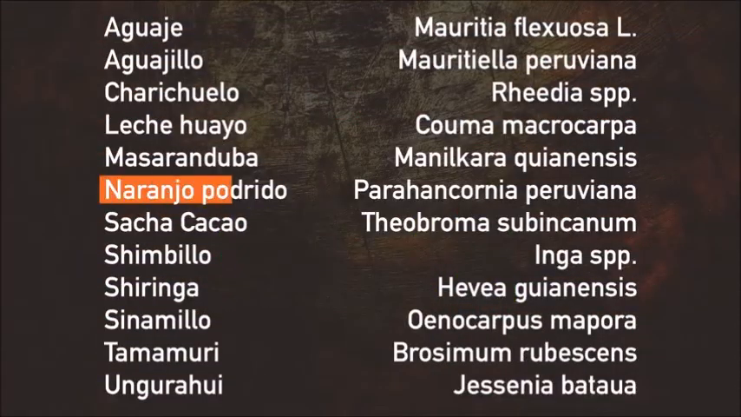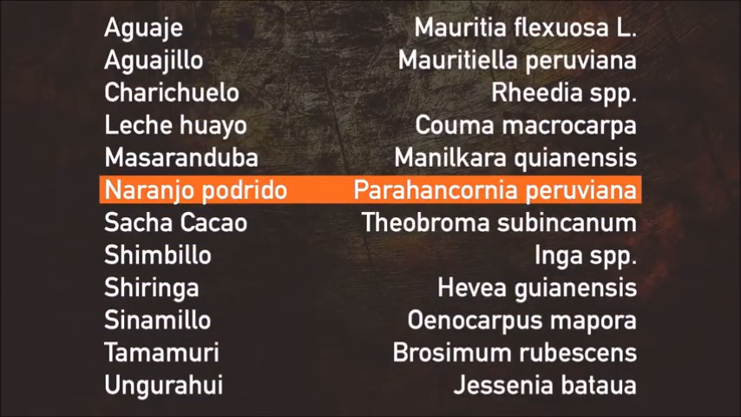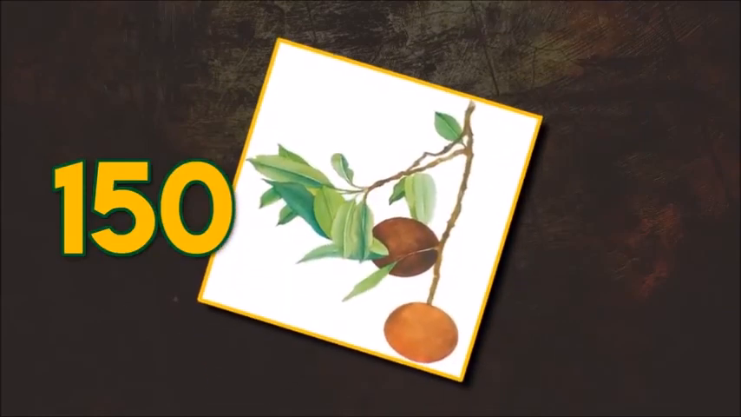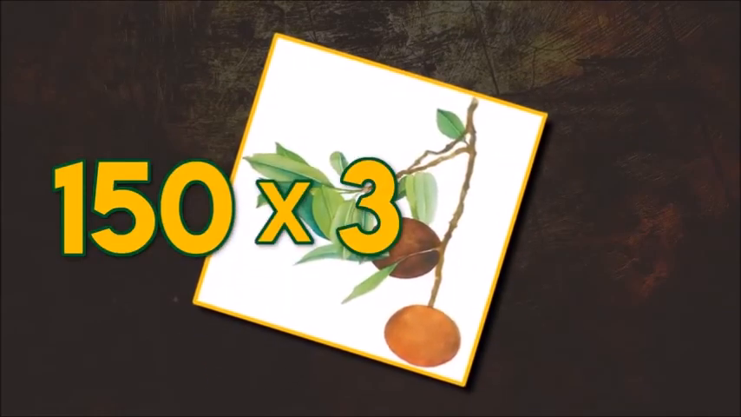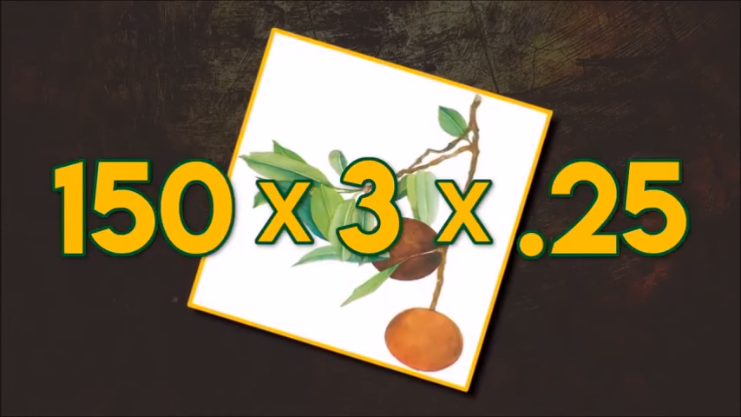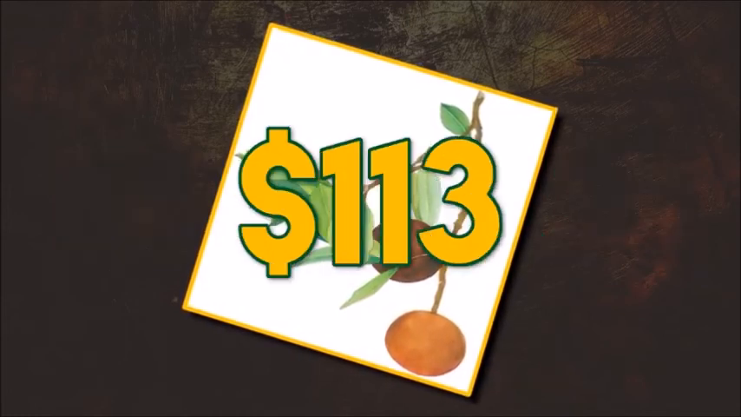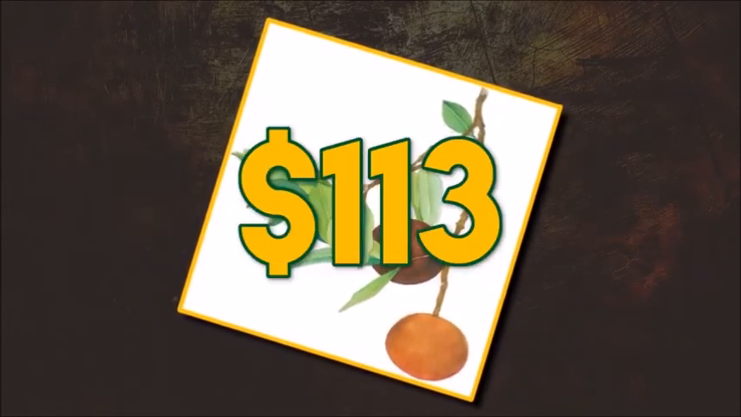Also notable is the naranjo podrido, which translates into rotten orange, and can produce 150 fruits each. 3 of these trees were found, and with the price of each fruit being 25 cents, the naranjo podrido adds about $113 in value to a single hectare.